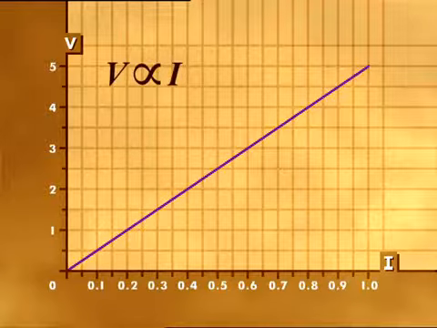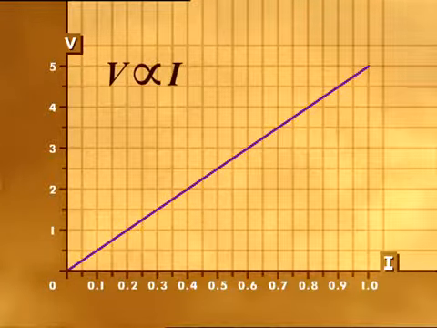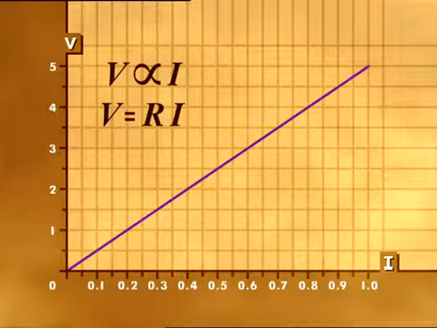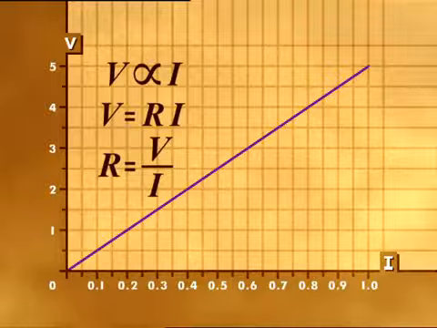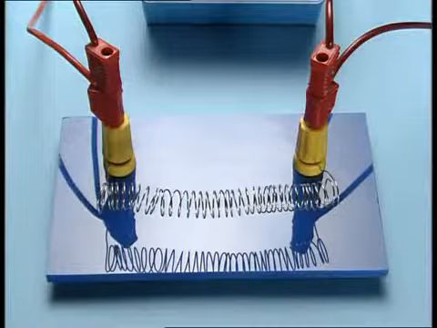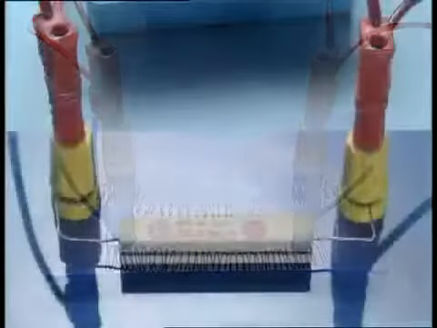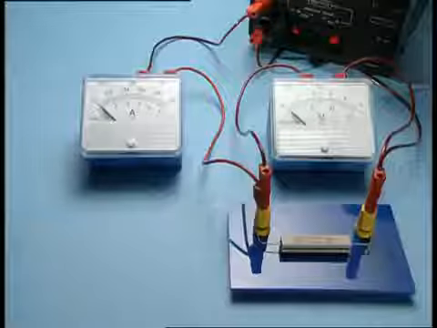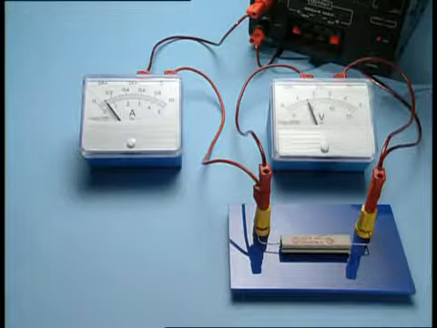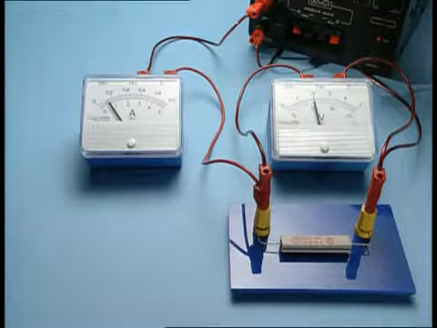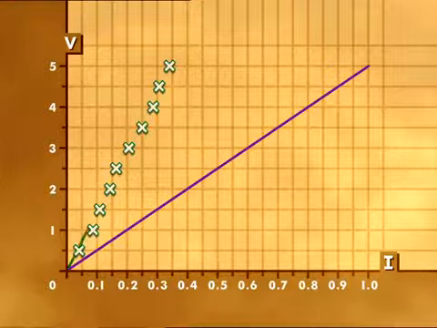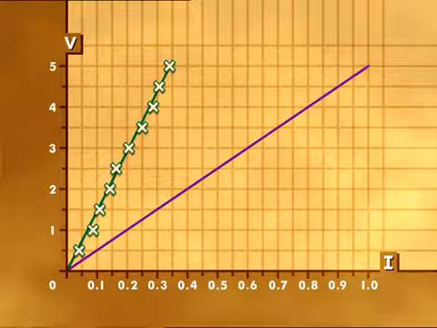If we call the gradient of the line R, this proportionality can be written as V equals RI. Rearranging gives R equals V divided by I. Check out what happens to voltage and current when the wire is replaced with a resistor. Plot the resistor data on the same graph and you can see that it's also a straight line, but this time it's steeper.